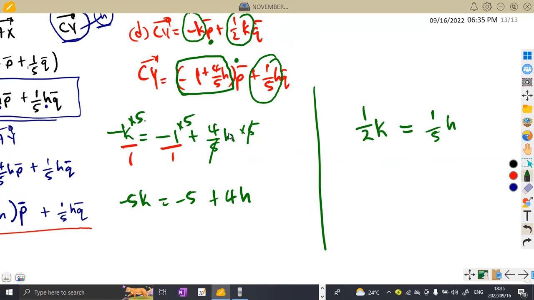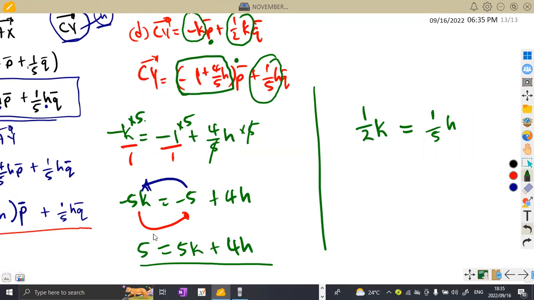Then from this part, we can actually collect the terms. You can just transpose, avoid working with negatives, so I can transpose 5 to this side and transpose 5K to this side. If I transpose 5 to the left-hand side, it is going to be positive because it was a negative, is equal to negative 5K; to the right side it is going to be a positive, so it's going to be 5K plus 4H. So at least I can leave it like this.